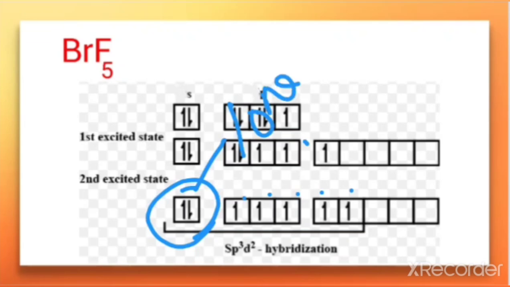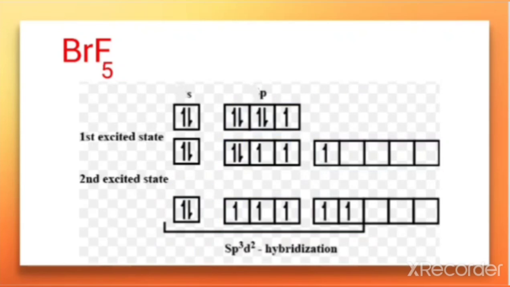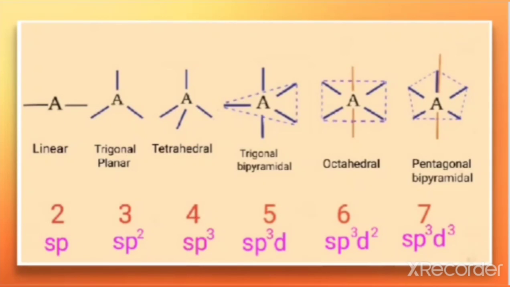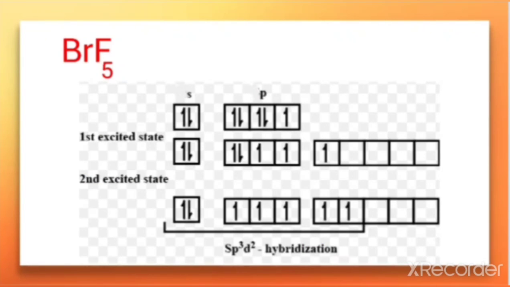So as we have discussed in the case of BrF5, there are 5 bond pairs and 1 lone pair. So that 1 lone pair is this one here. The geometry, according to the table which we have learnt, for sp3d2 is octahedral. So we make the octahedral geometry. 1 is the lone pair, so we keep 1 lone pair and the other 5 are bond pairs. So that is the structure for BrF5: geometry is octahedral and the hybridization is sp3d2.